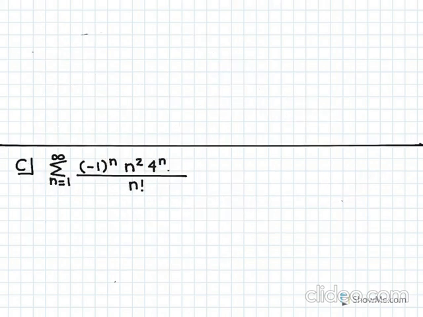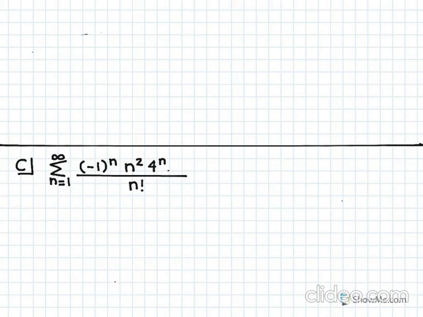All right, let's look at part C. Here we have the summation n equals 1 to infinity of negative 1 to the power of n times n squared times 4 to the power of n divided by n factorial. Notice that whenever you see n factorial as part of your series, it's a sure bet that you'll probably be applying the ratio test as a convergence test.